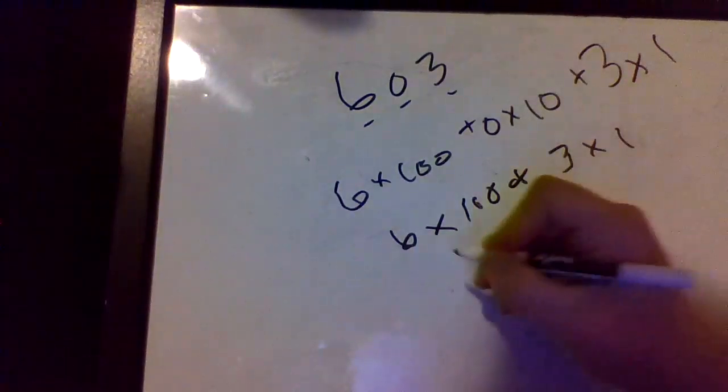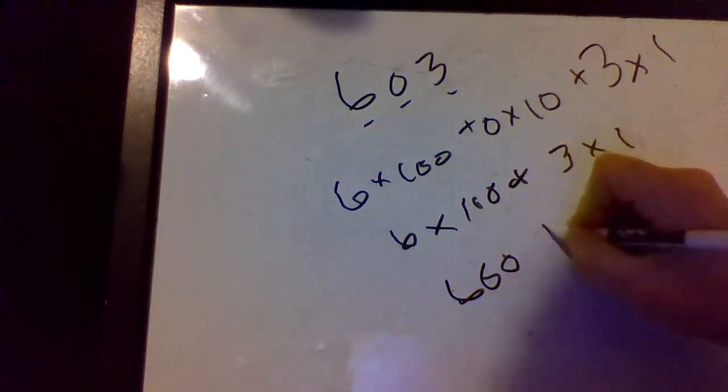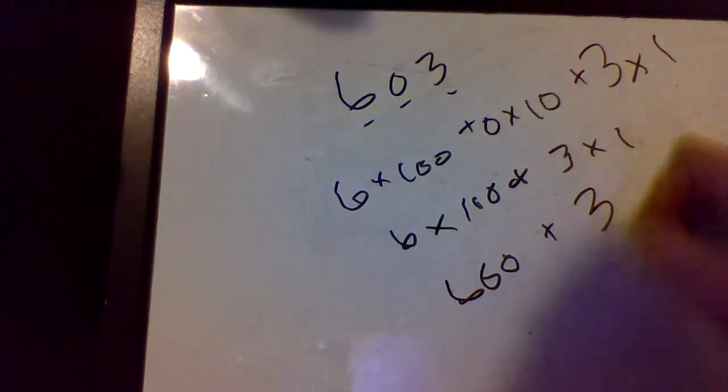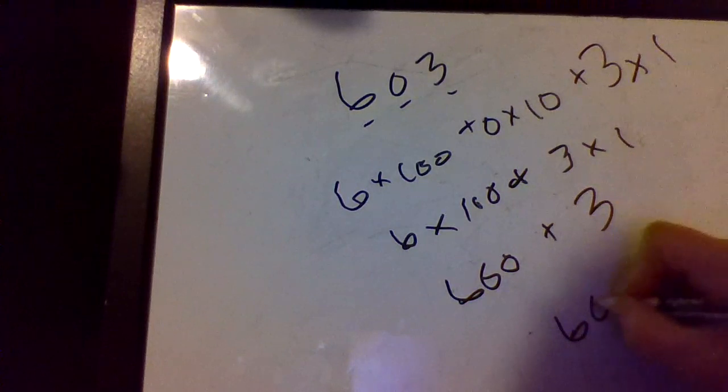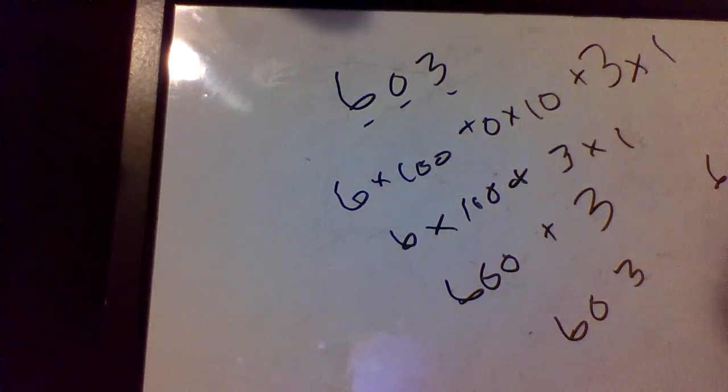So if we look, we've got 600 plus 3, which is 603. And if we do that in our normal way, like this, we get 603. That's what we started with.